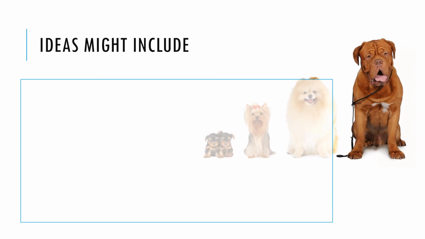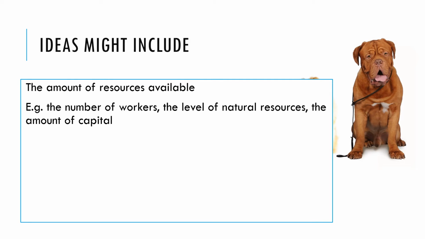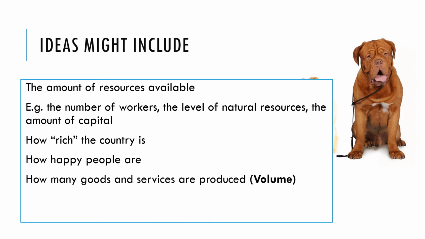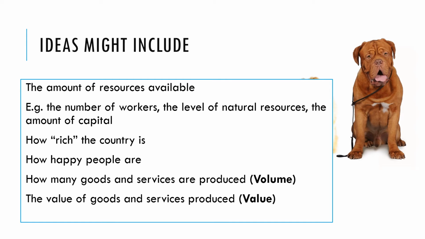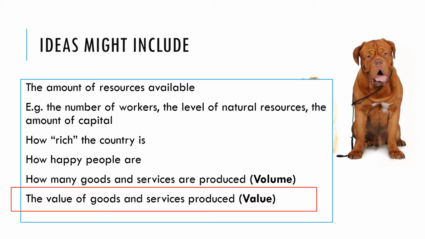So some ideas might include the amount of resources available to that economy, the number of workers or the amount of capital within the economy, how rich the country is. Perhaps you'd measure it by saying how happy people are, how many goods and services are produced, the number of them, the volume, or perhaps the value of goods and services produced. Now any of these would be ways in which you might measure the size of the economy and say perhaps the UK economy is bigger than, say, the French economy. But as economists, we would normally focus on the bottom one, the value of goods and services produced.